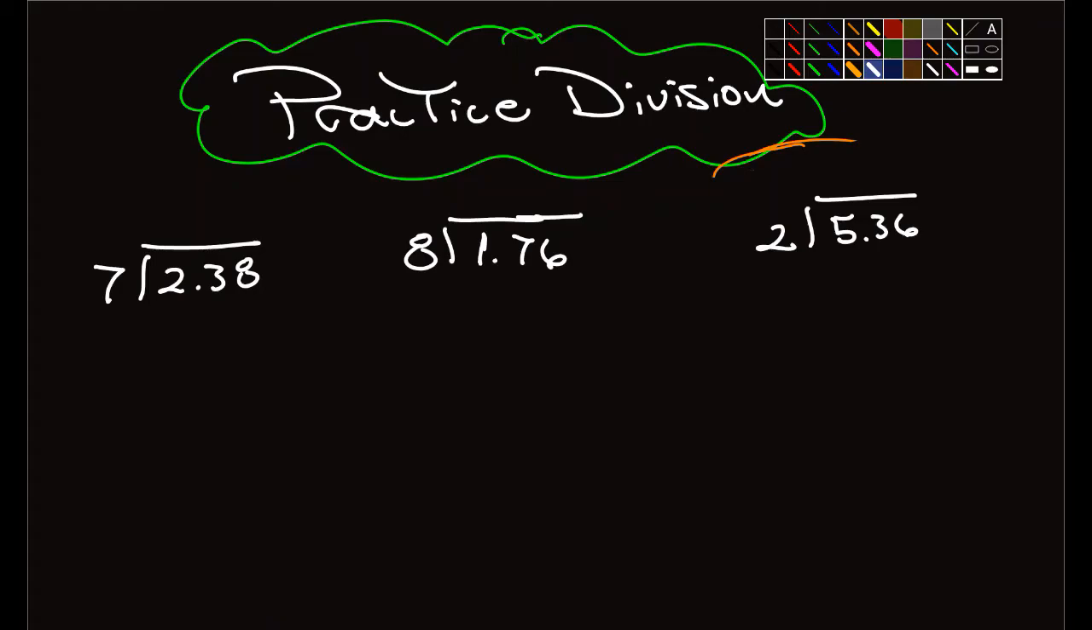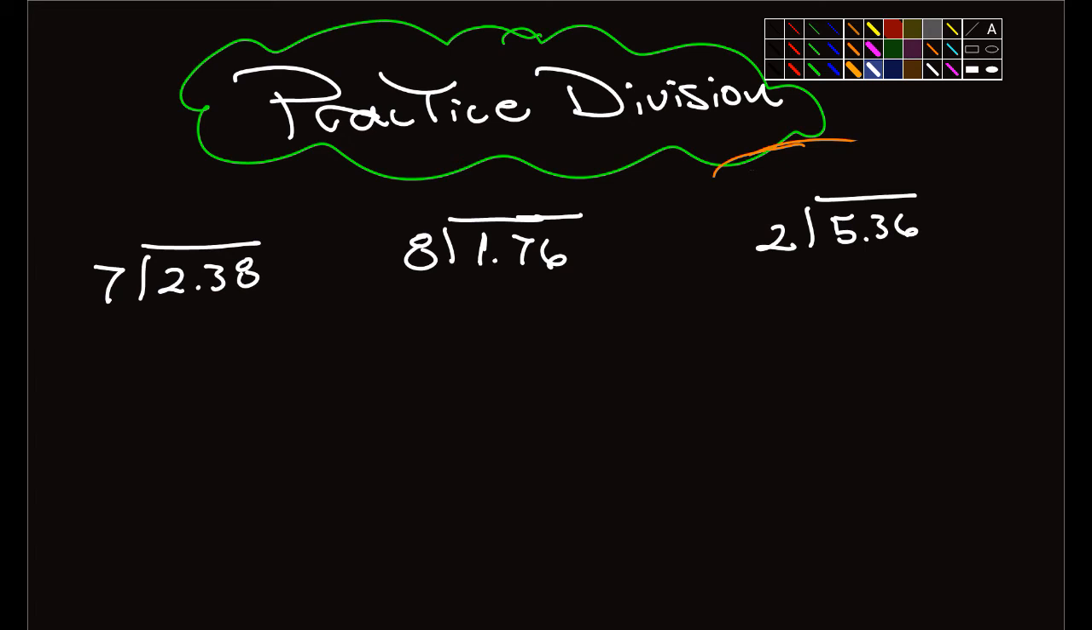Okay, fifth graders. I had a few students that asked me to do a video, just taking my time going over the steps in division, and in particular division with decimals. So I'm going to do that right now. And so I've got three problems here. I've got 7 into 2.38, 8 into 1.76, and 2 into 5.36. And I'm going to do each one.